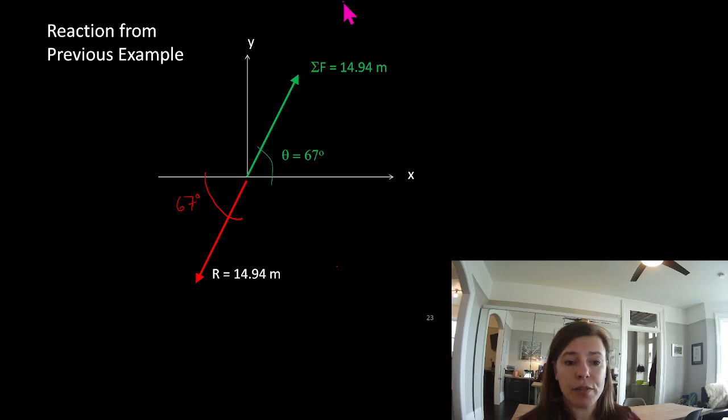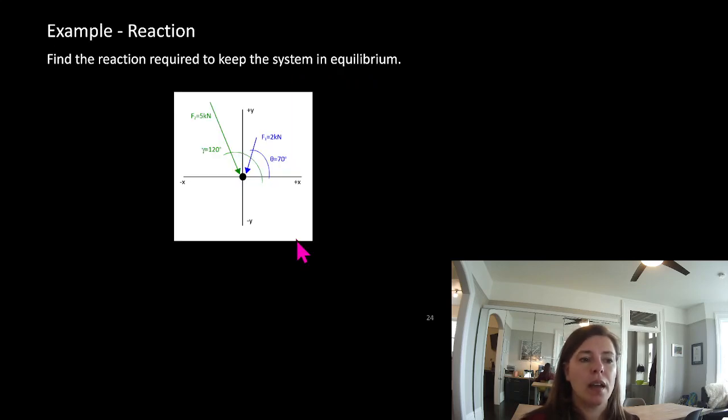So if that's trying to lift up, we're going to hold it down with something to stop whatever that imaginary object is right there from moving. Okay, let's do some mathematical examples here.